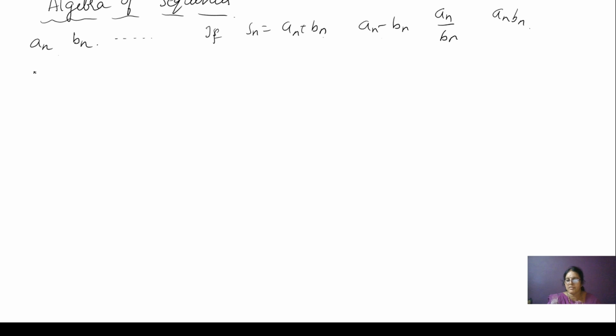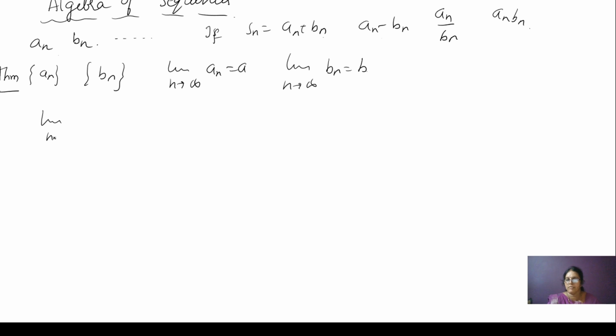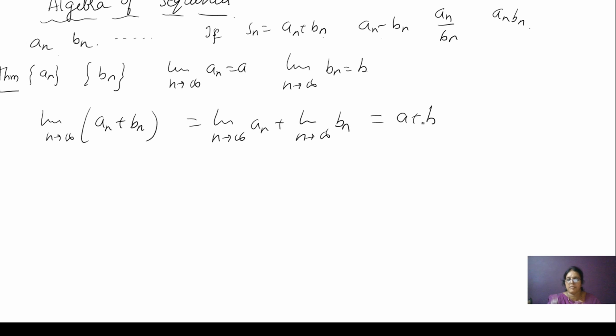So a theorem says that if an and bn are two sequences such that limit n tending to infinity an is a and limit n tending to infinity bn is equal to b, then the theorem says that limit n tending to infinity an plus bn is limit n tending to infinity an plus limit n tending to infinity bn, it is a plus b. Similarly, if it is minus, minus here.